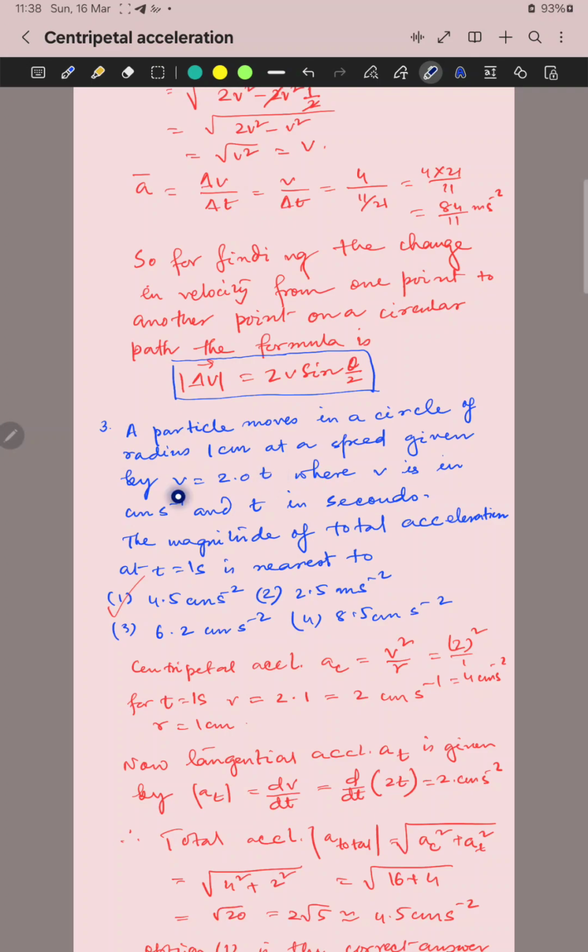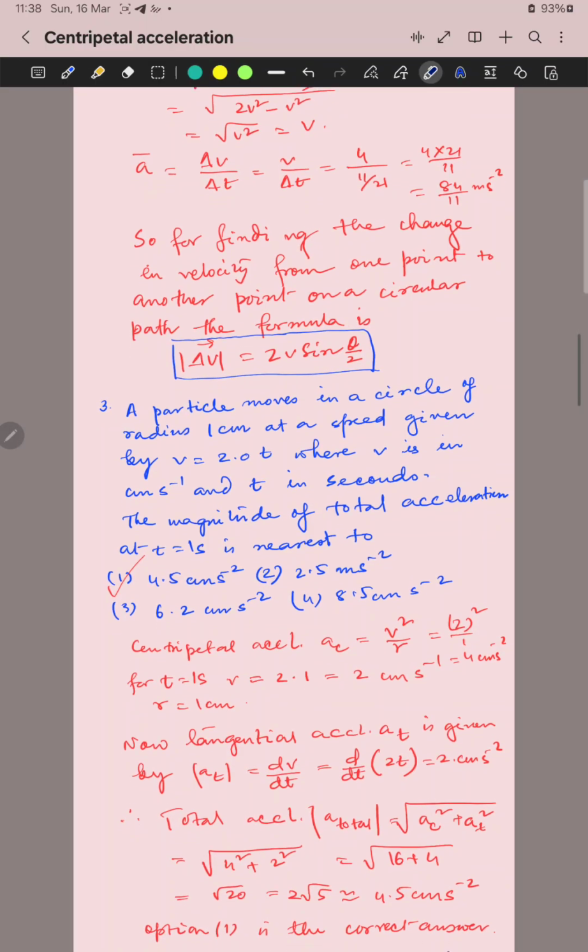So as t changes, v changes. So we have a tangential acceleration, and at a given instant the body has a particular speed. So using that speed we can calculate the centripetal acceleration. So first we are calculating the centripetal acceleration.